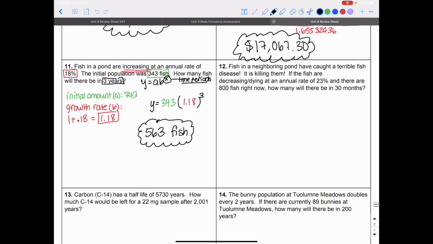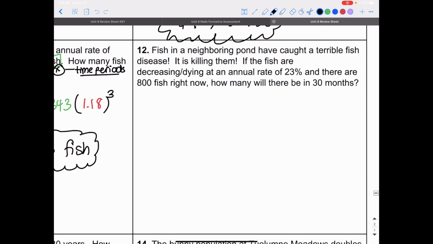For number 12, fish in a neighborhood pond have caught a terrible fish disease. It's killing them. If the fish are dying at an annual rate of 23%, and there are 800 fish right now, how many will there be in 30 months? For this problem, I see the word decreasing and I don't see the word compounding, so I'm using y is equal to a times b to the x power. If it's decreasing, it can't be compound interest.